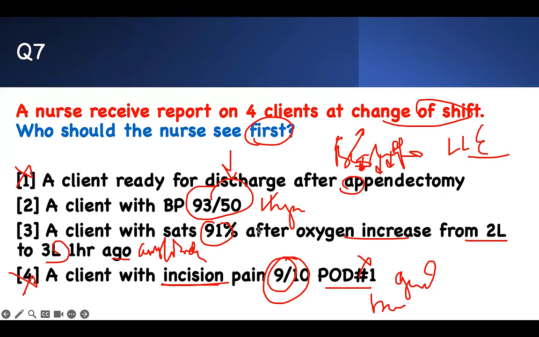I have shock and I have somebody who is desaturating. His oxygen was increased from 2 liters to 3 liters, and you just received change of shift. You want to go see somebody who has a blood pressure problem or somebody whose sat is dropping. You don't know whether he responded or not, but his sat is 91. There's something wrong. We have to see this patient.